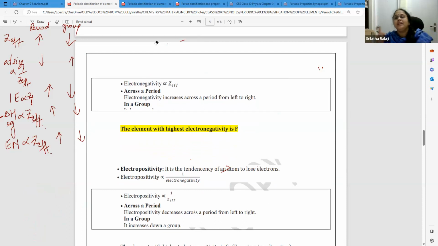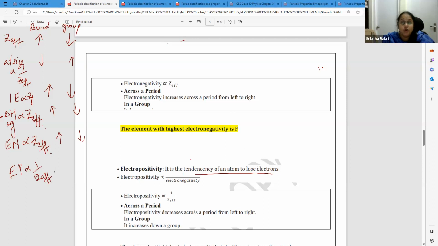From now on it will be easy for you, students, because you understood electronegativity, so the remaining properties will become easier. The next property is the opposite of electronegativity. What is it? Electropositivity. What is electronegativity? Tendency to gain electrons. Electropositivity will be the tendency to lose electrons. So it's the opposite of electronegativity, inversely related to Z effective.